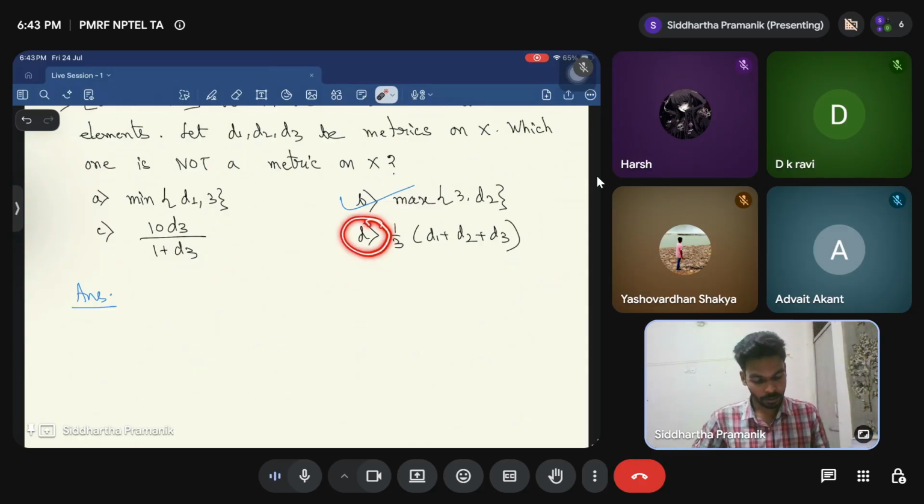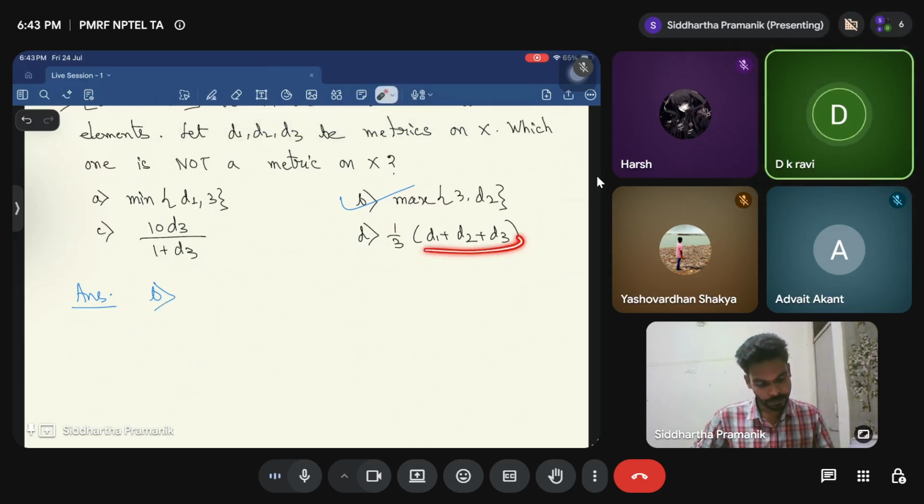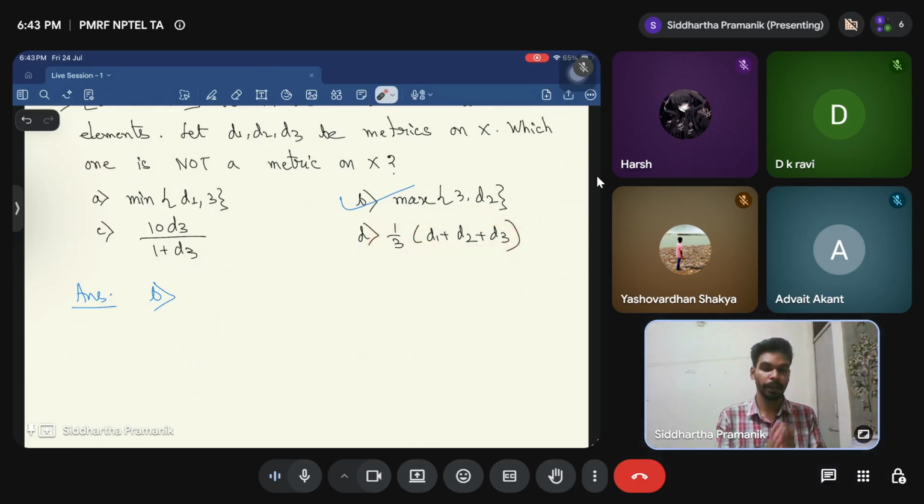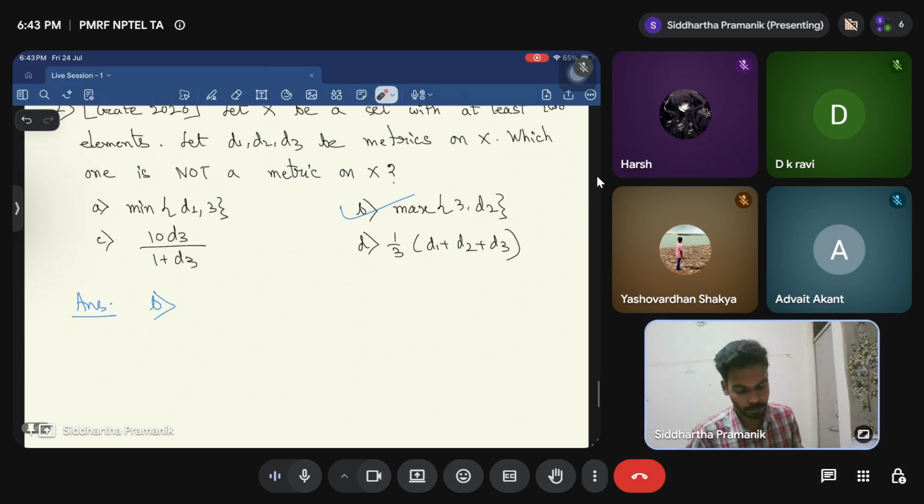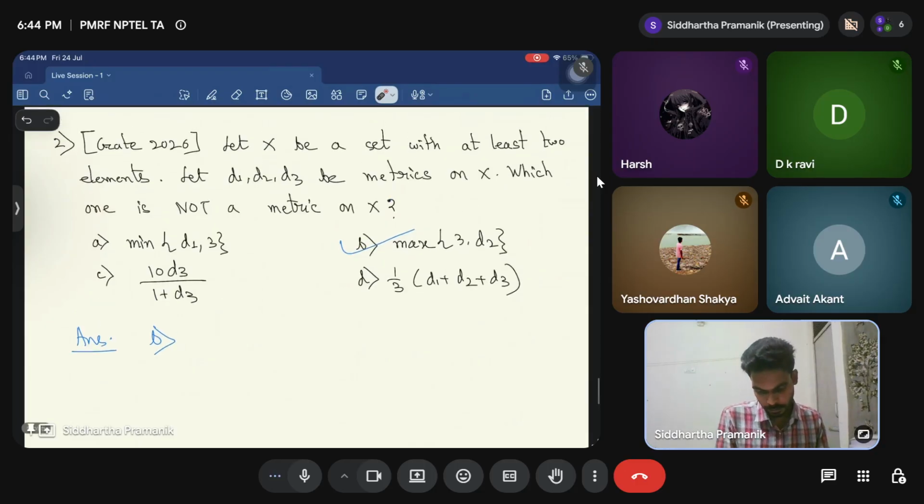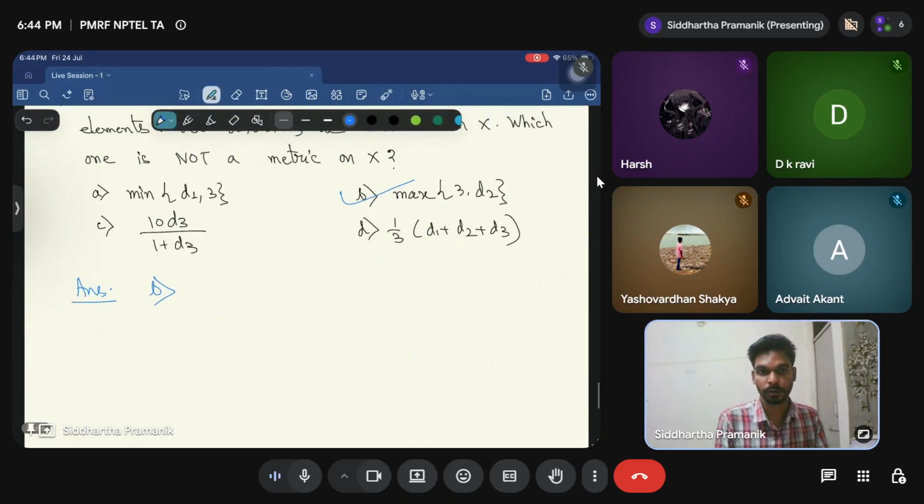And what about the last one? That also follows the linear sum, the linear combination. A finite sum of metrics is a metric, and you are taking a positive scalar multiplication by a positive real number. So all this follows from what we have done in the previous problem. So this one is a very easy problem, I think. So any doubts or questions?